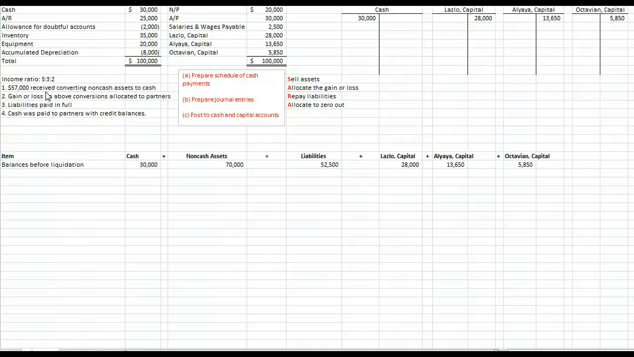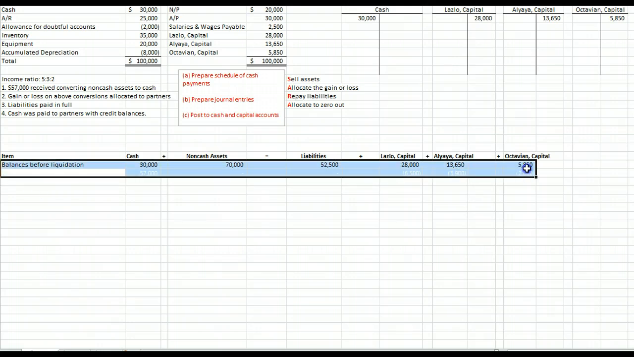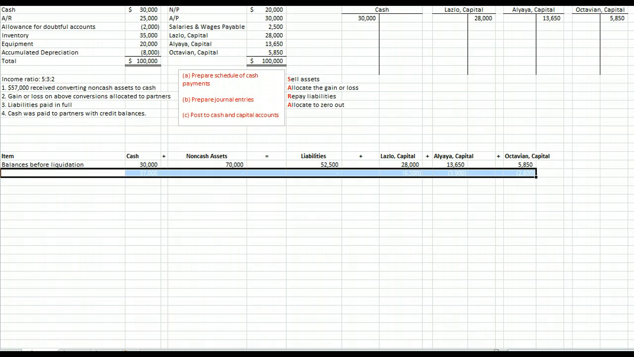So the first thing it asks us to do is to prepare a schedule of cash payments. This isn't a financial statement, it's just a tool that we use to keep track of things. So if we receive $57,000 cash, that means that we must have had a loss on the sale. And how do we get that? Well, if our total assets are $100,000 and cash is $30,000, that means the other assets must be on our books for $70,000, which means that when we sell them for $57,000, we must have a $13,000 loss.